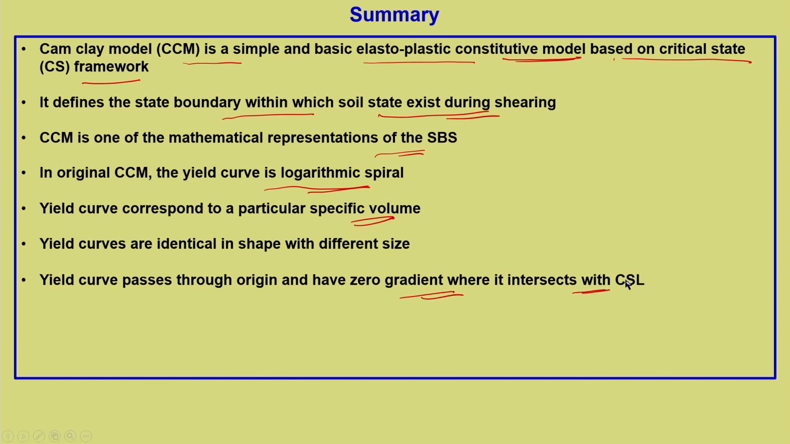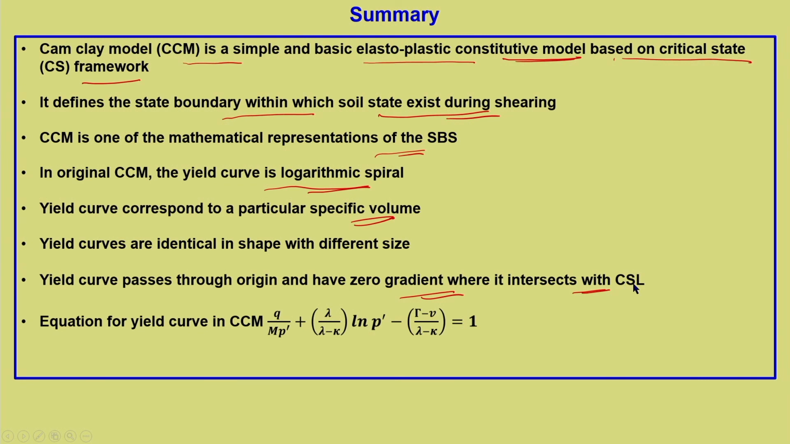and that is at the topmost portion. The equation of the yield curve in the Cam-Clay model is q by M p' plus lambda by lambda minus kappa ln p' minus gamma minus V upon lambda minus kappa equal to 1. And it also holds this relationship, that is, the yield stress upon the stress at the critical state is correlated as ln p' y upon p' cs equal to 1, or p' y upon p' cs equal to 2.718.